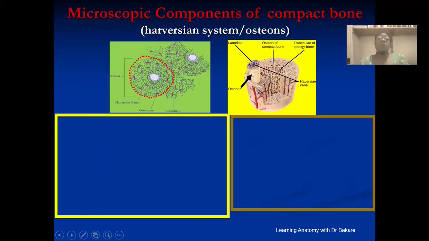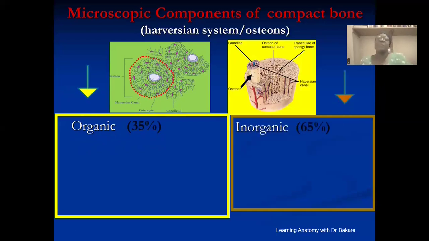But we would be focusing first on the compact bone. So we'll be describing the details of the microscopic component of the compact bone. So if you try to divide the Haversian system or the osteon into two sub-regions, we have the organic sub-region, and this takes about 35% of the entire configuration of the compact bone tissue. And we also have the inorganic component that takes up about 65% of the entire compact bone tissue.